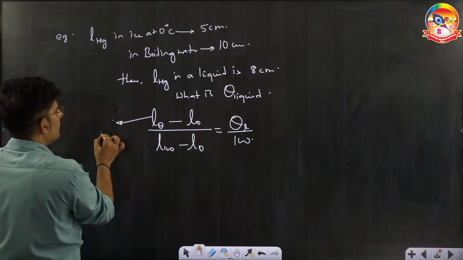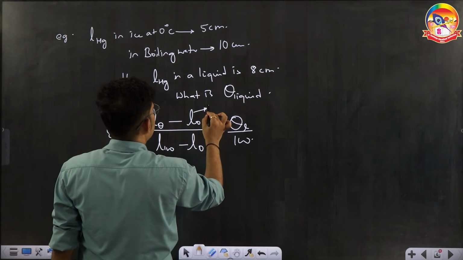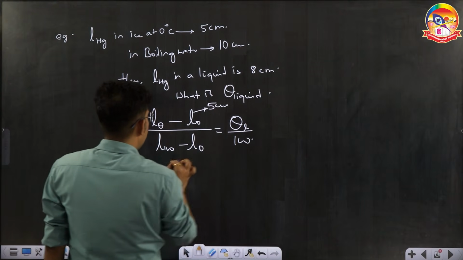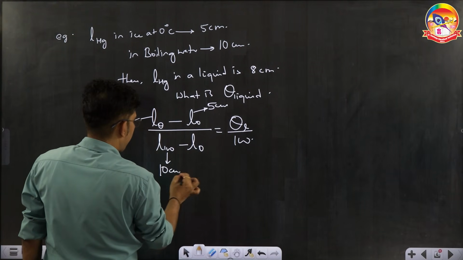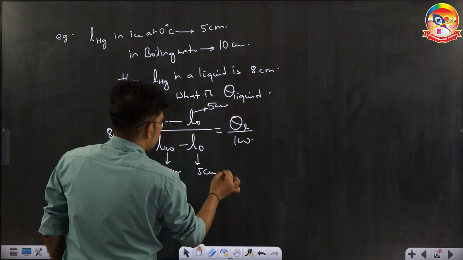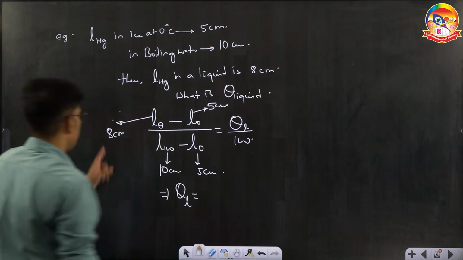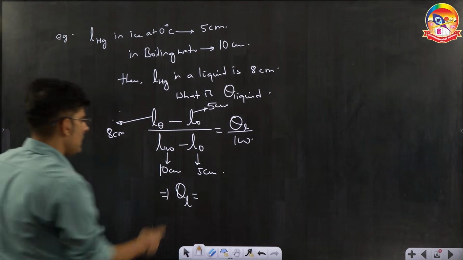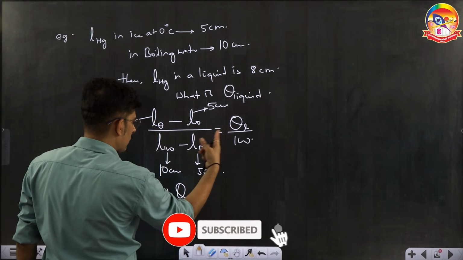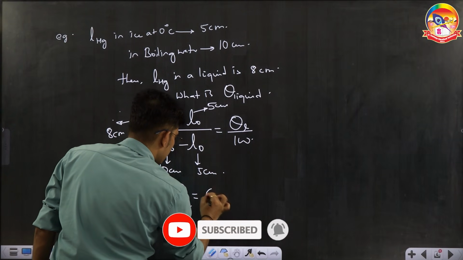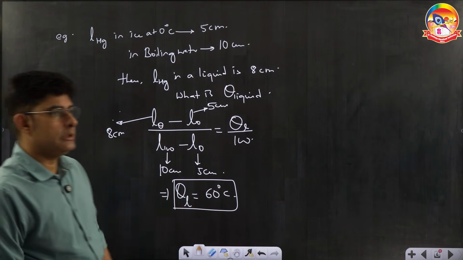So L theta they have given, it is reading 8 centimeter. At 0 degree Celsius it was reading 5 centimeter. At 100 degree Celsius it is reading 10 centimeter. So we can easily find theta of the liquid will be 8 minus 5, 3 by 5 into 100. So 300 by 5, which is 60 degree Celsius. I hope it is clear to all of you.